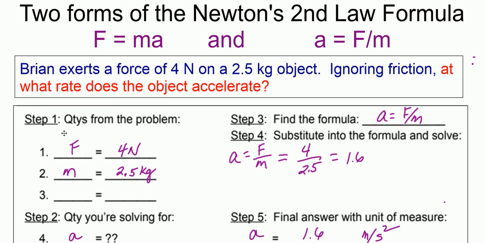So here's a small problem. Brian exerts a force of 4 newtons. There's the 4 newtons, the force. Our mass is 2.5 kilograms. There it is. We're going to ignore friction, which means there's no force other than this one here. At what rate does it accelerate? So we want A, don't we, for acceleration. We'll choose that version there. It's easier. Copy it down. The 4 goes in for force, 2.5 goes in for mass. We divide. We get acceleration is 1.6 meters per second squared. Remember, that's our unit of measure for acceleration: meters per second squared.